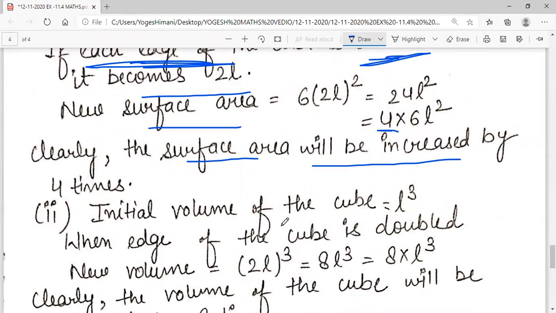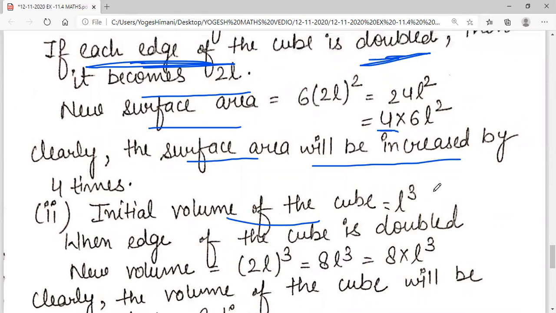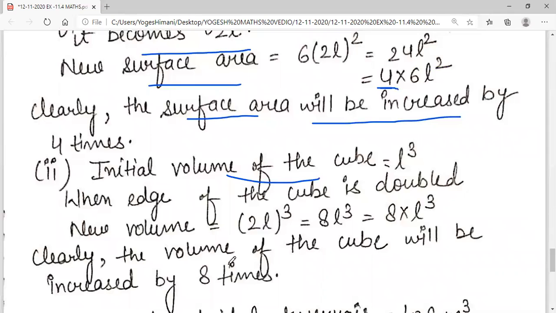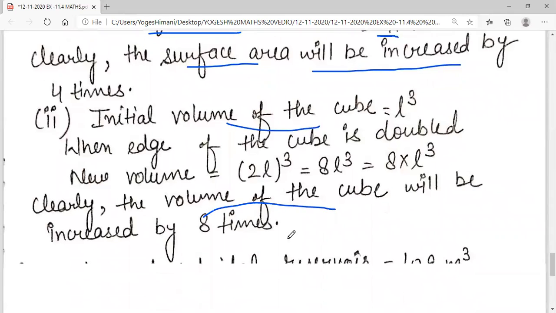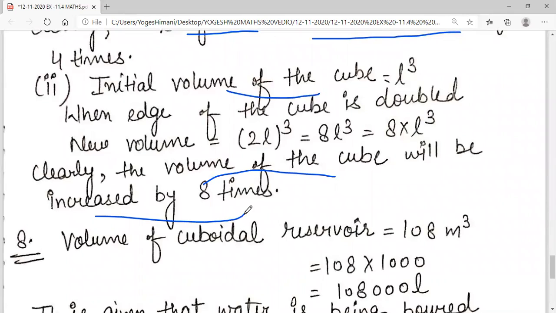Initial volume of the cube, if the side is L, the volume of cube is L cube, and if the side is double, then volume will be 2L by power में cube. Now 8L cube is equal to 8L cube. Okay, so you all can see that volume of the cube will be increased by 8 times.